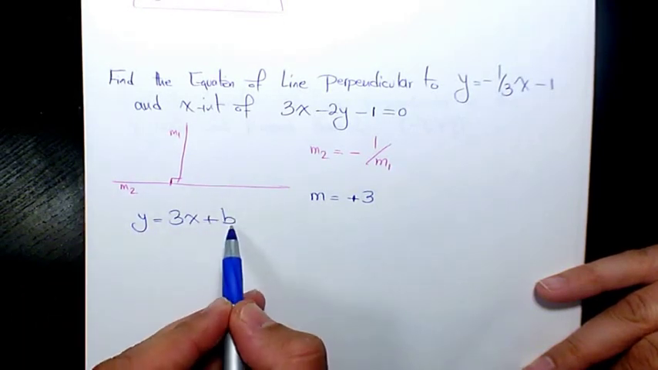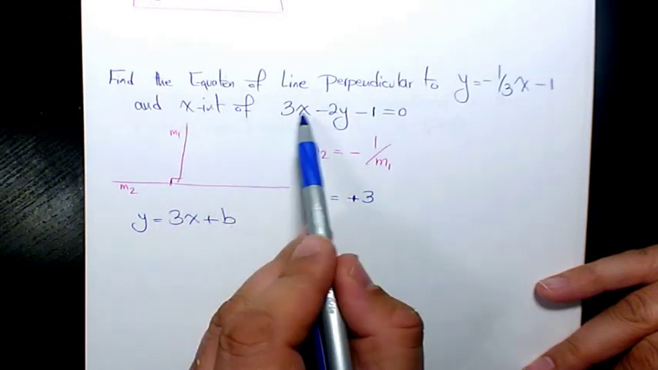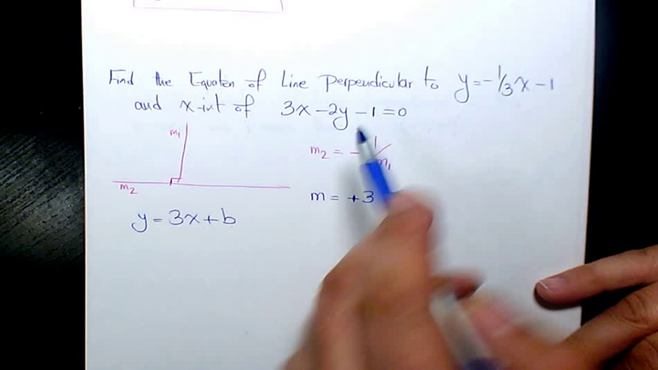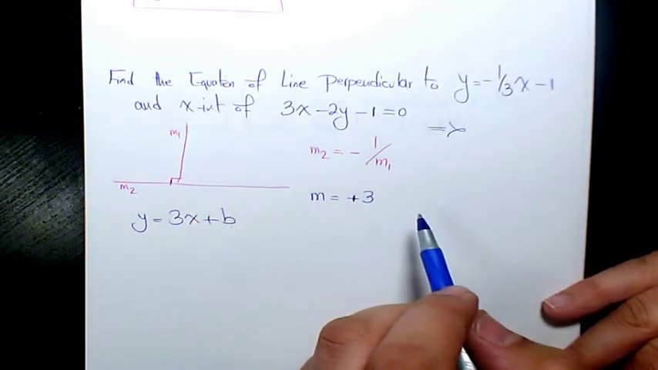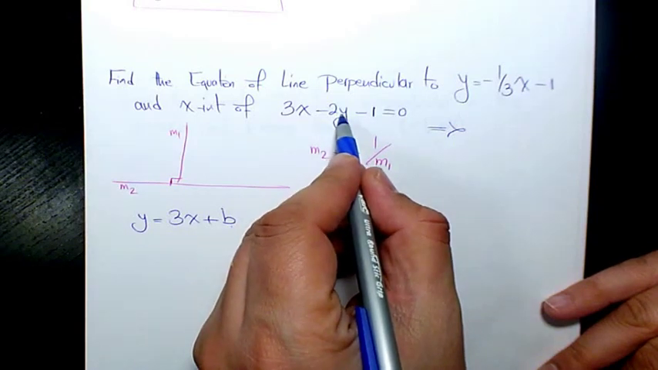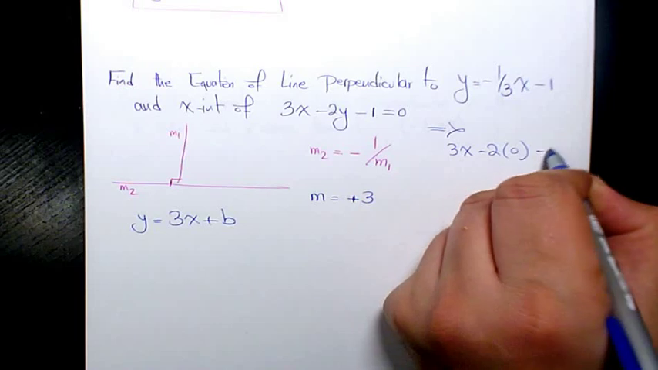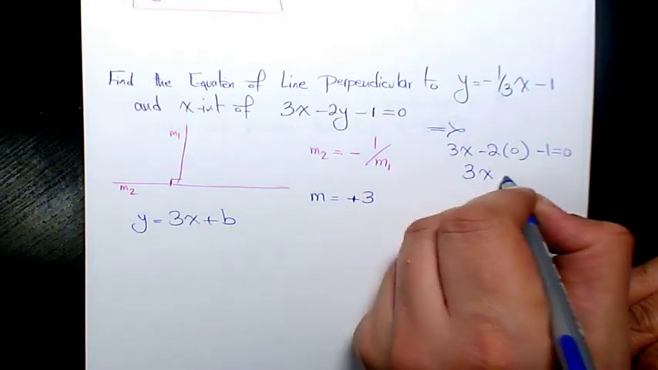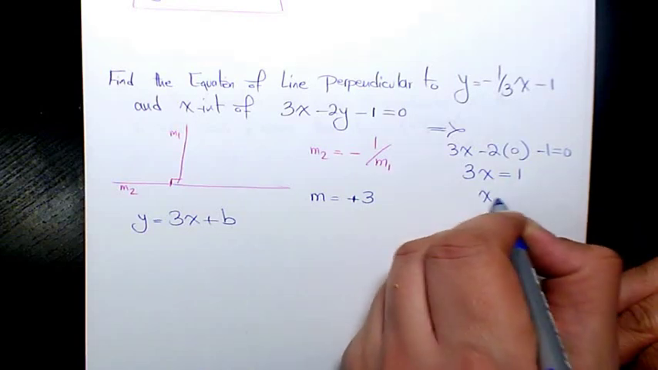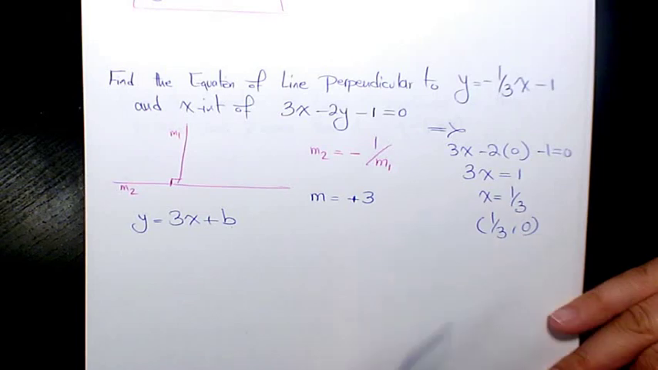How to find b? We need to use this point here. It says the x-intercept of 3x minus 2y minus 1. When we are dealing with the x-intercept, it means that y is 0. So let's put y equals 0. It's going to be 3x minus 2 times 0 minus 1 equals 0. It's going to be 3x equals 1, so x will be 1 over 3. So we are talking about this point, which is 1 over 3 and 0.